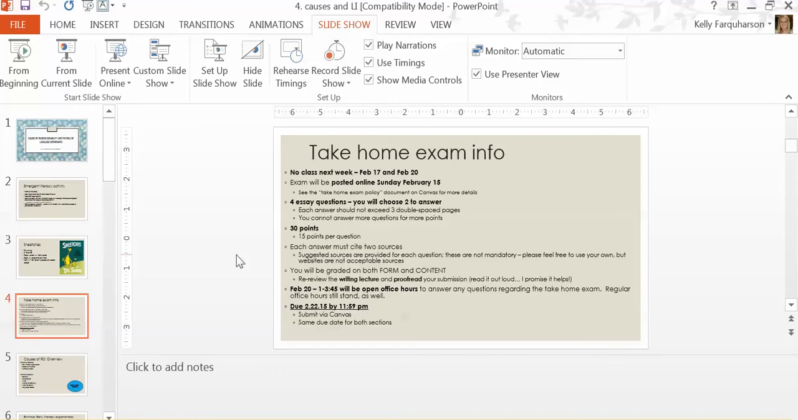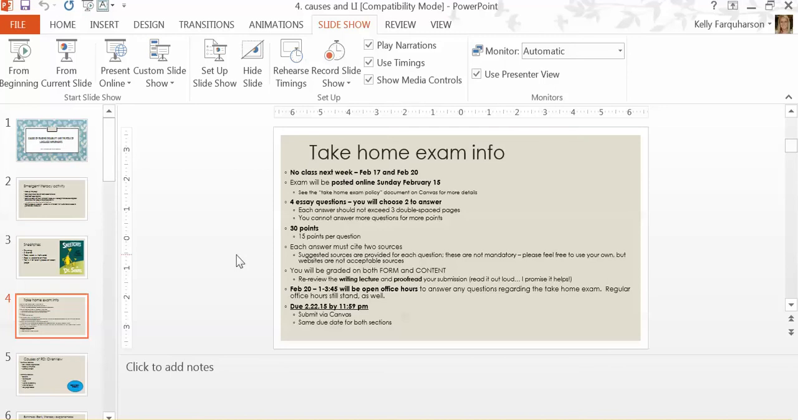So the next thing is the take-home exam. So next week for LLD, we do not have class. That's February 17th and February 20th. And class was canceled on February 17th as a result of President's Day, and so we were not planning on having class Tuesday anyhow. So I canceled Friday's class to give us time to do a take-home exam.